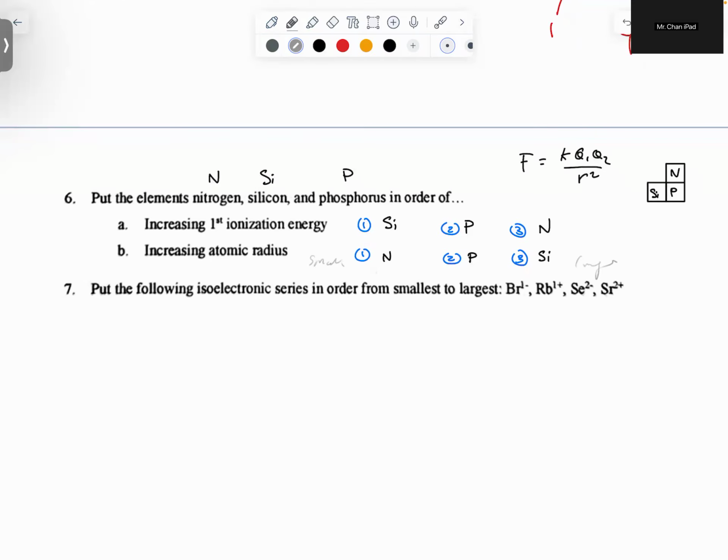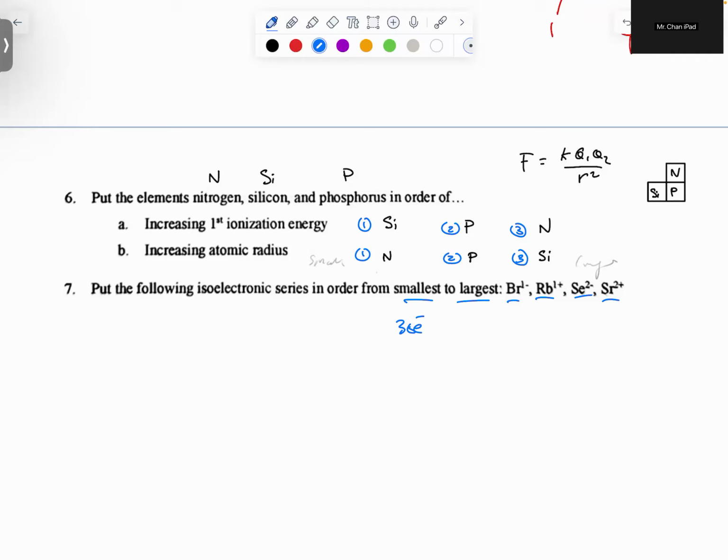All right, number 7. They're all isoelectronic: bromine minus, selenium 2 minus, rubidium plus, and strontium 2 plus. Okay. So from smallest to the largest. If they're isoelectronic, that means they all have the same electron count. They all have 36 electrons. Okay, if you do the count, they all have the same electron configuration of krypton.